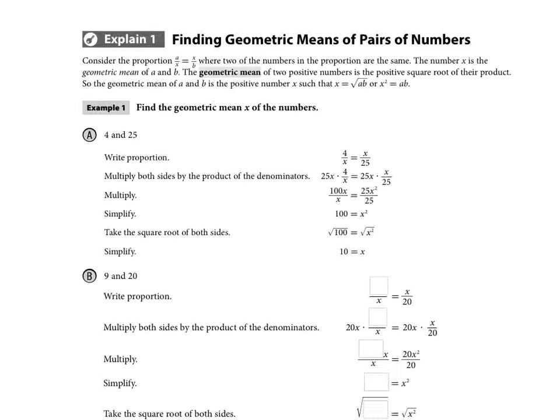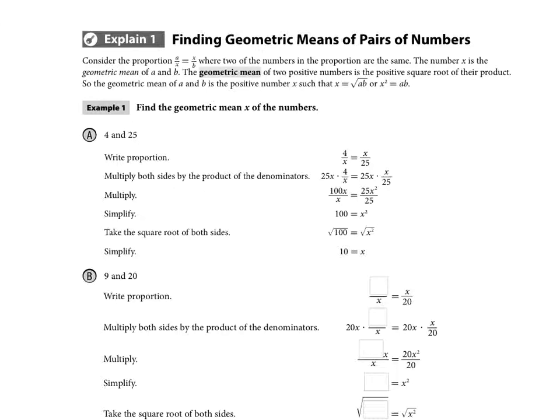This is going to be the first in a series of 3 videos for this lesson 12-4. Pretty quick lesson here with Explain 1. We're going to be finding what's known as a geometric mean of pairs of numbers. So look at our definition above here.